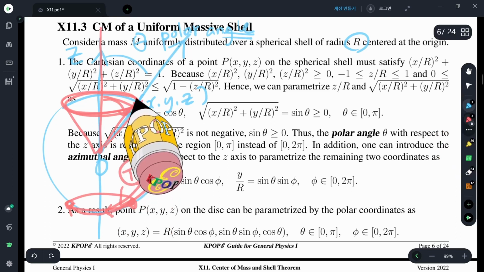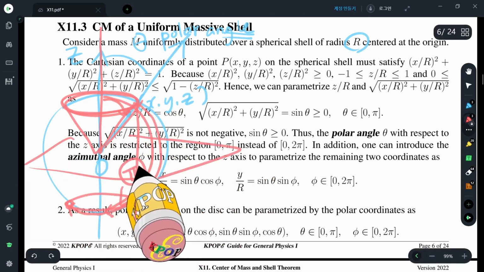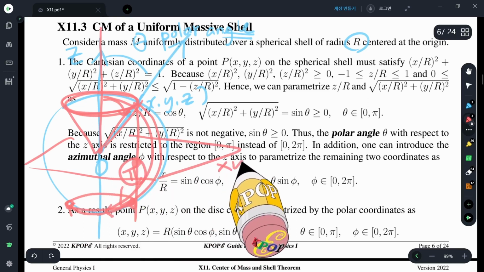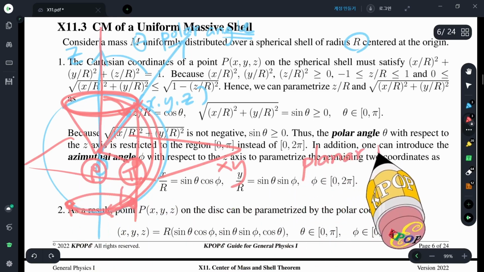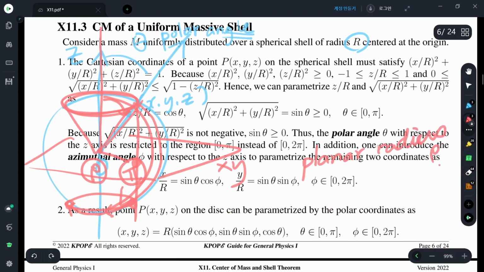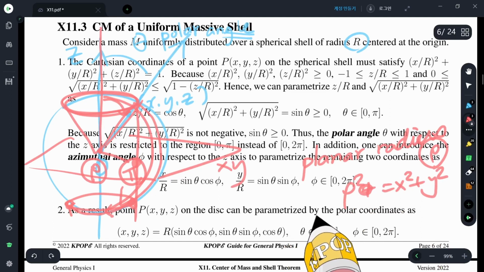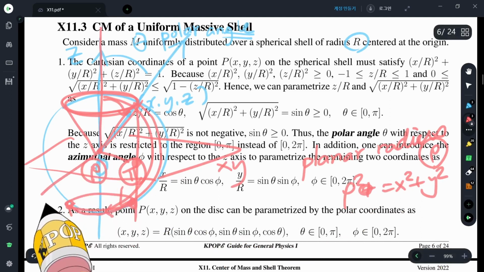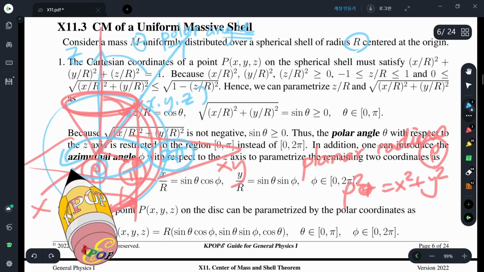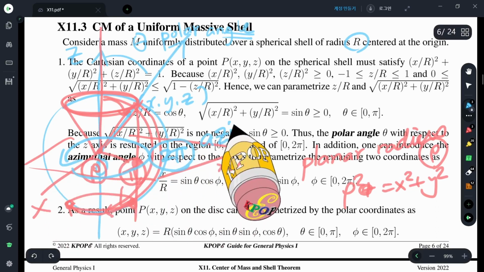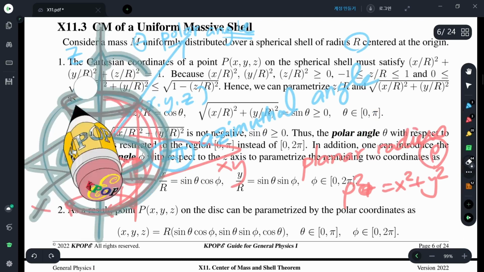And then we draw a line parallel to the z-axis. Then we arrive at a point on the xy plane. And we define rho, that is a planar radius. Rho squared is x squared plus y squared. And then from the x-axis, we measure another angle on the plane that runs from 0 to 2 pi. That is called the azimuthal angle. Okay, that's the basic idea.